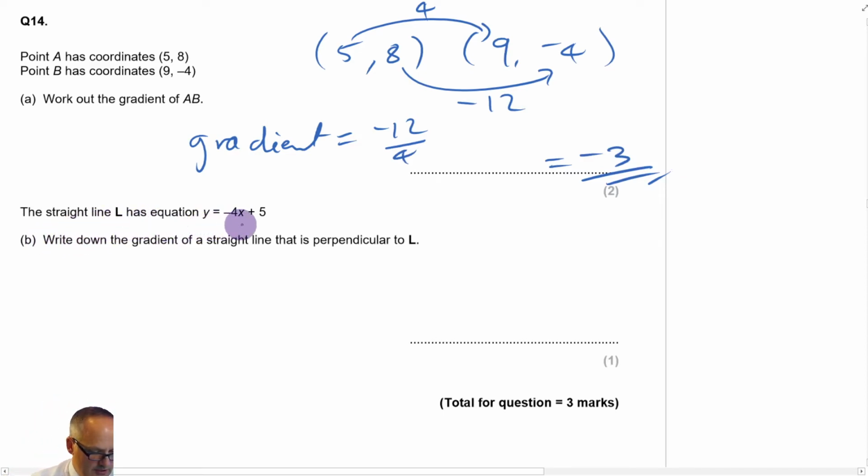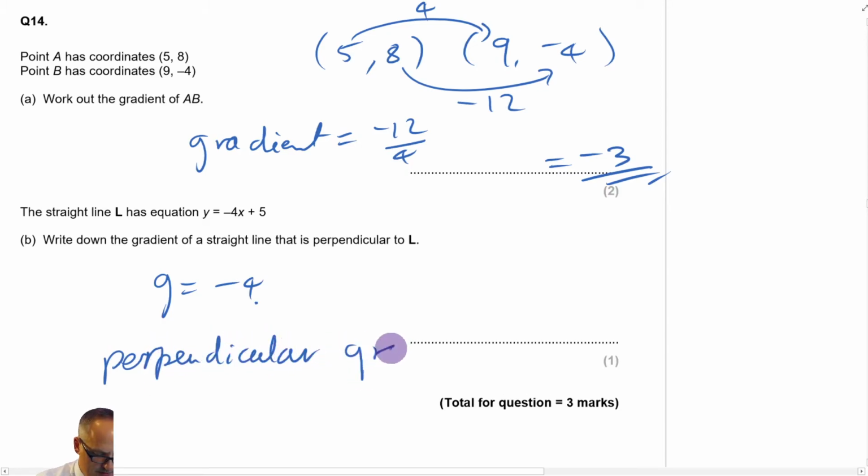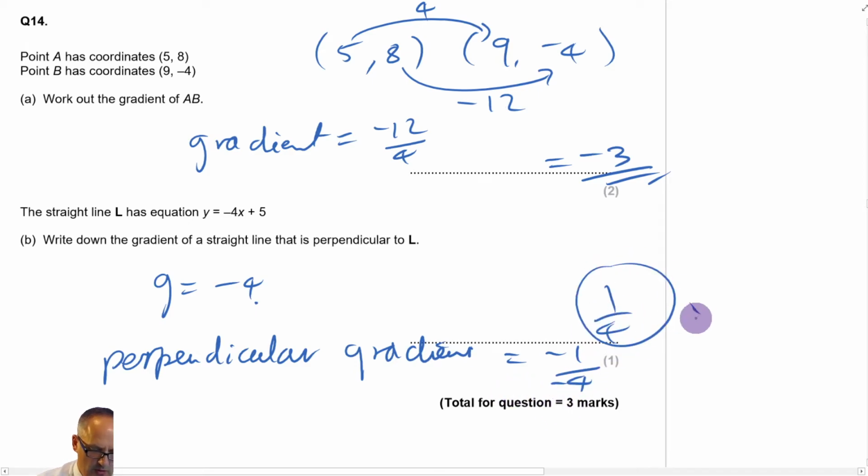Straight line L has equation this. Write down the gradient of a straight line perpendicular to L. So if the gradient equals -4, then the perpendicular gradient will equal -1 divided by -4, which gives me 1/4. -1 divided by -4 is 1/4, or 0.25 if you're doing that on your calculator.